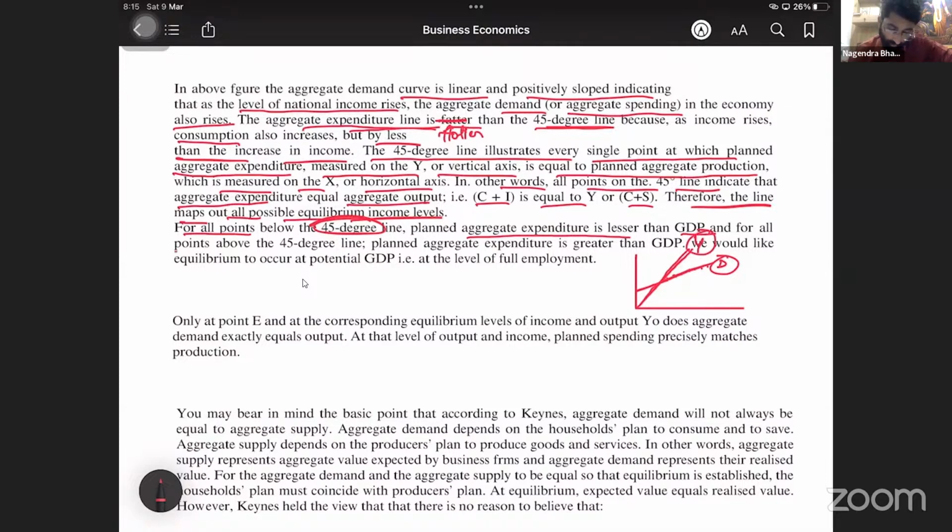And for all points above the 45-degree line, planned aggregate expenditure is greater. See, this is the 45-degree line. Any point above this leads to dissavings.